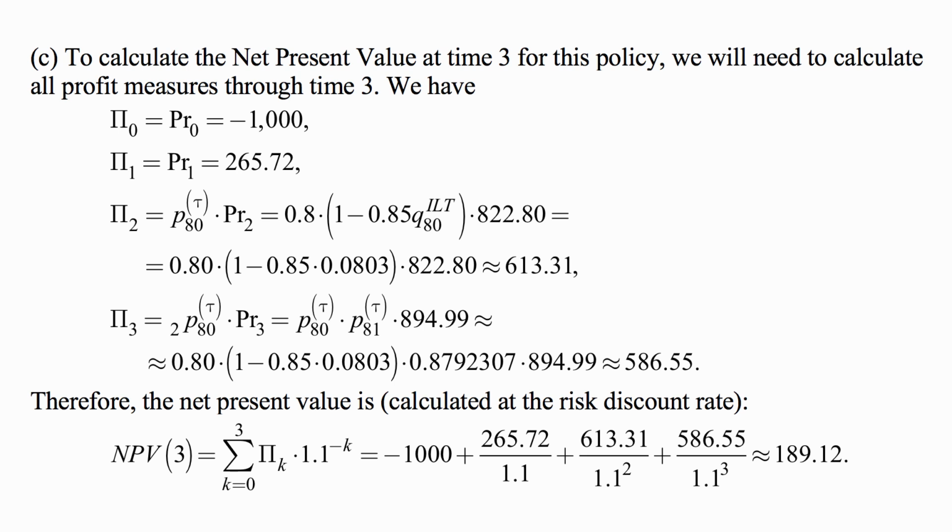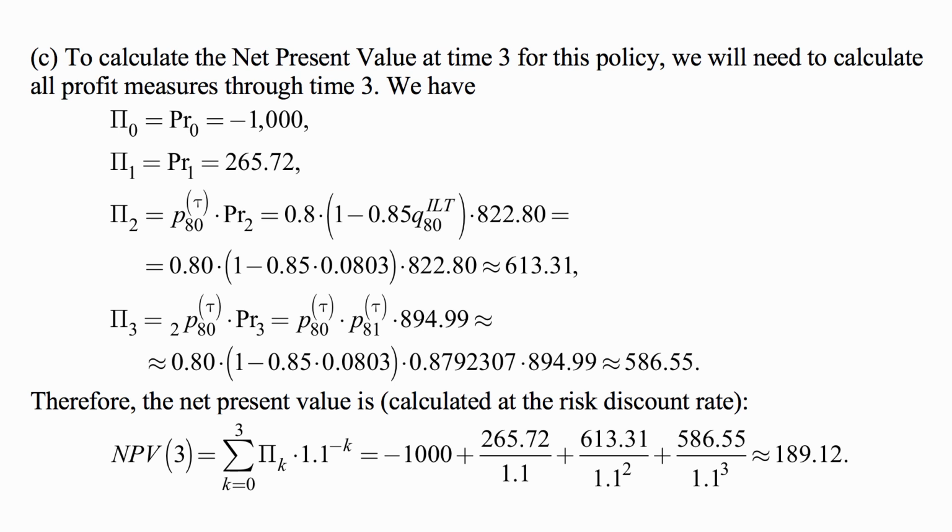And then pi 3, the profit measure for time 3, is the probability of survival over 2 years, and that's the probability of survival from age 80 and then from age 81, times the profit measure that we calculated at time 3, which was actually given, so we used that profit measure of 894.99, and we recall that we are using the 85% of the illustrated life table for mortality. So we plug in all these values and we get 586.55.